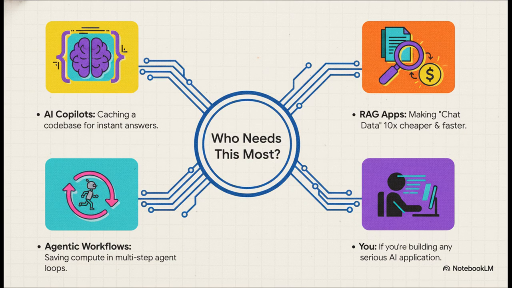So who really needs to be doing this? Well, if you're building an AI copilot that needs to know about an entire codebase, you do. If you're building a chat with your data RAG app and you want it to be 10 times faster and cheaper, you definitely do. Building agentic workflows that run in loops, you'll save a fortune. The bottom line is, if you're building any kind of serious AI app, this needs to be on your radar.